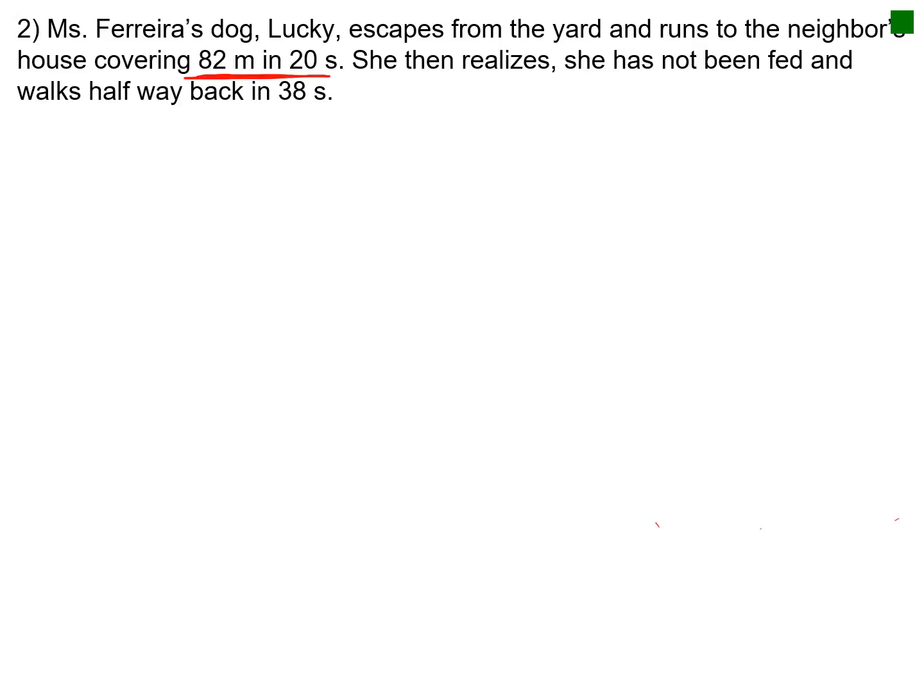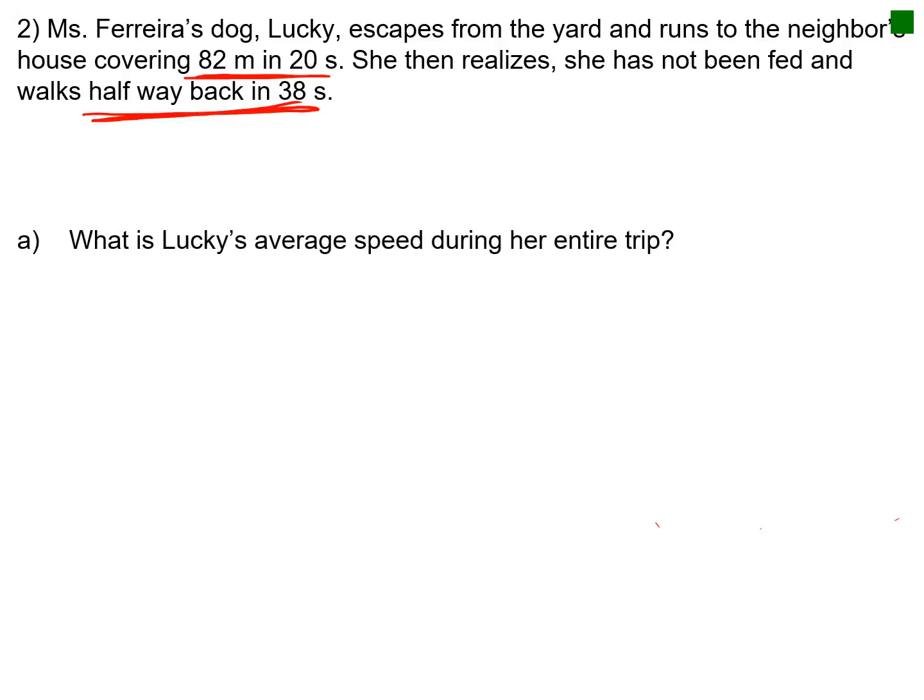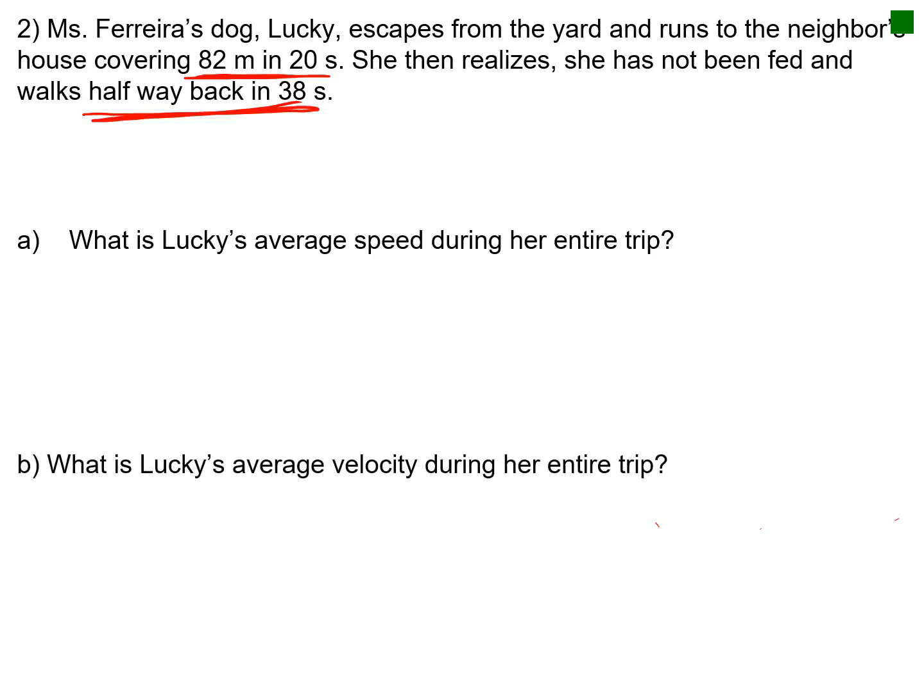She then realizes she has not been fed and walks halfway back in 38 seconds. So apparently Lucky went into the house as opposed to into the yard, but whatever. Okay, so what do we need to do? We need to calculate her average speed, and then we need to calculate her average velocity.